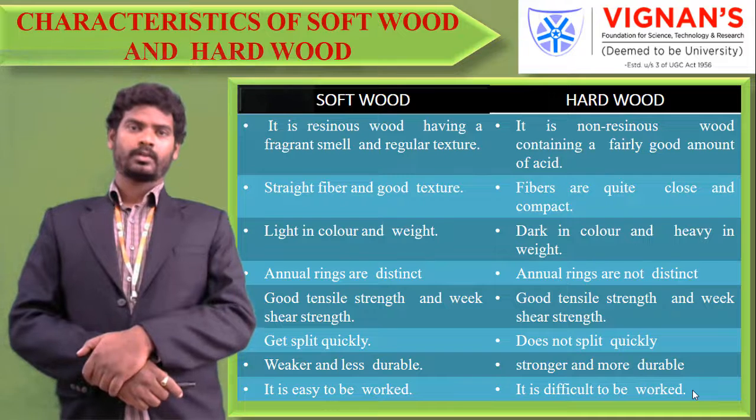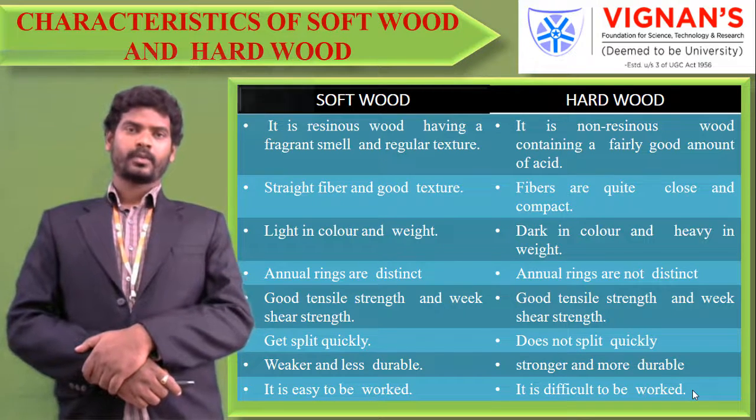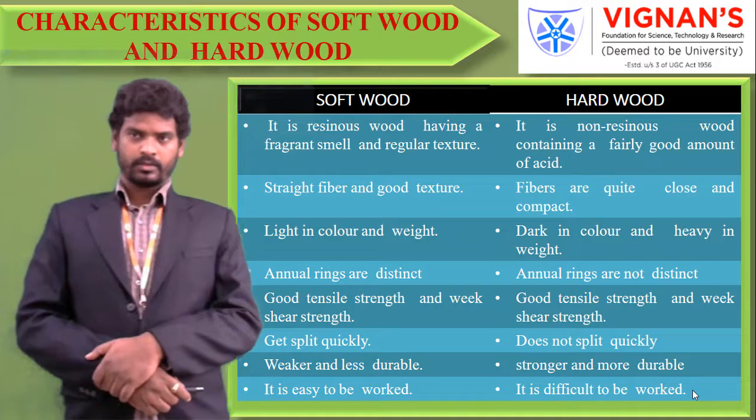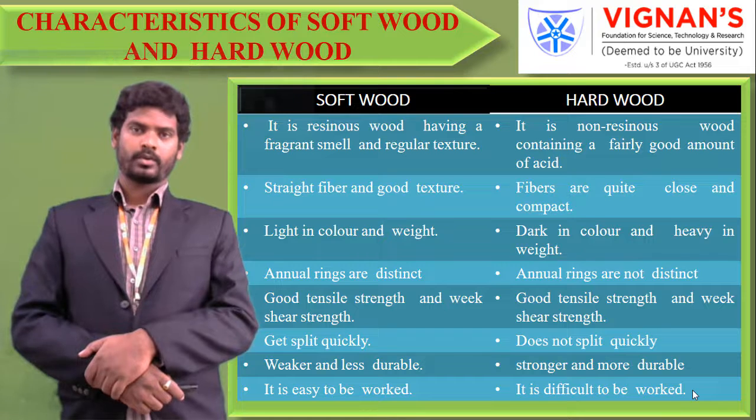Softwood is light in color and white. Hardwood is dark in color and heavy in weight. The softwood is easy to work on. Hardwood is very difficult to work. Coming to softwood, it is less durable. Hardwood is highly durable.